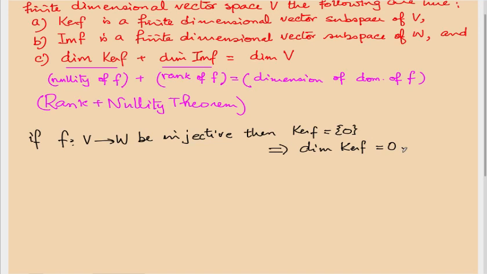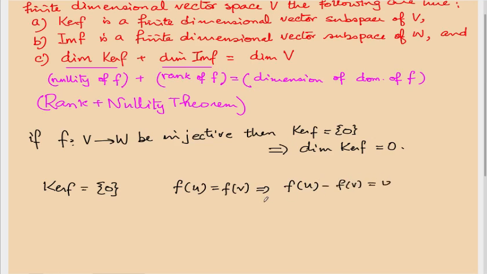And conversely, suppose that the dimension of the kernel of F is 0, that is, the only case when the kernel of F is 0. Then if Fu is equal to Fv, it immediately tells me Fu minus Fv is 0. So F of u minus v is 0. This tells me u minus v is in the kernel of F, which is exactly the 0 vector. So u is equal to v.